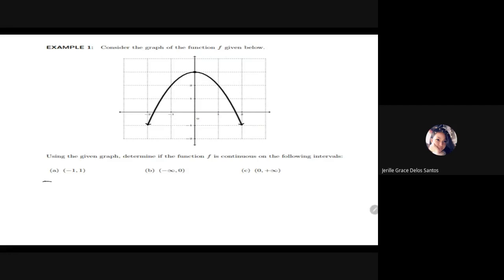Letter A, the interval. It's not a coordinate. Please, we are not talking about the coordinate of negative 1, 1 here. It is an interval: the open interval (-1, 1). Is it continuous, using the graph? Please type your answer.